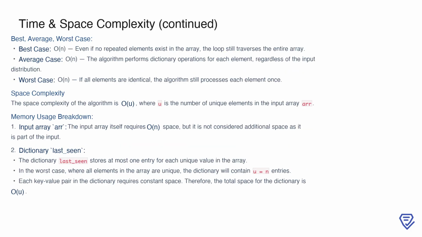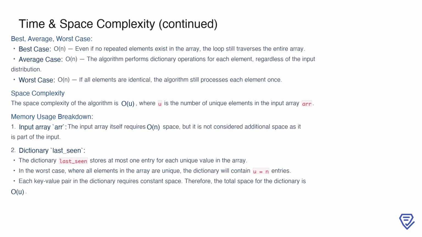Now, let's consider the different scenarios for time complexity. In the best case, even if there are no repeated elements in the array, the loop still traverses the entire array, resulting in O(n). The average case is also O(n), as the algorithm performs the same constant time dictionary operations for every element, regardless of the input distribution. In the worst case, where all elements in the array are identical, the loop still processes each element exactly once, maintaining an O(n) complexity.